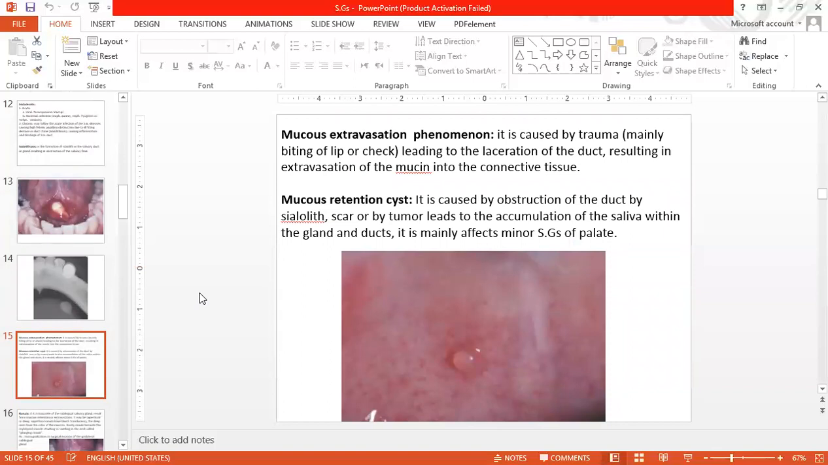For the mucus retention and the mucus extravasation cyst, like a mucocele, it is caused by trauma, mainly of the lip or the cheek, leading to the laceration of the duct and resulting in the extravasation of the mucus into the connective tissue. The mucus retention cyst is caused by obstruction of the duct itself by calculus or a scar or tumor, for example, leading to accumulation of saliva within the gland, and mainly affects the minor salivary glands.